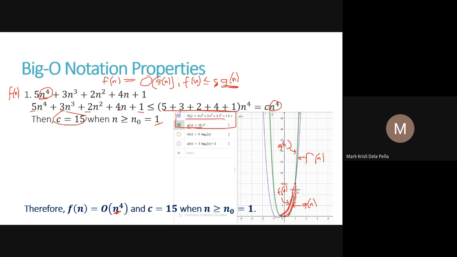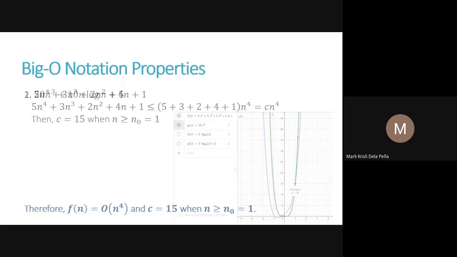And this is now where the worst case scenario begins. I'm just showing you the graph so that you will understand that if this is our growth rate, if this is how our algorithm performs, then the worst case would be this one. Okay, that graph. So, another example.